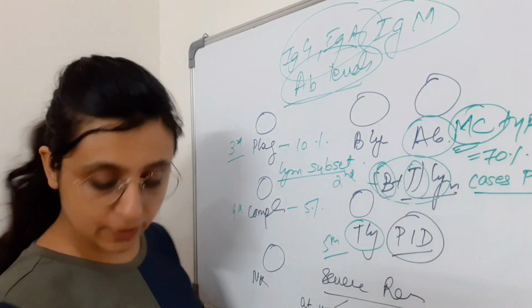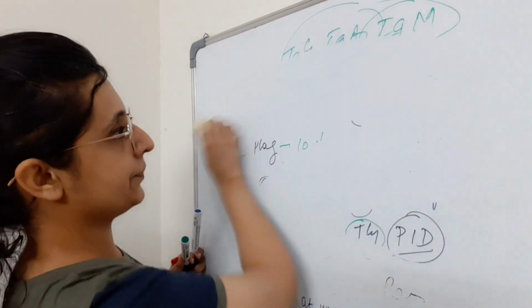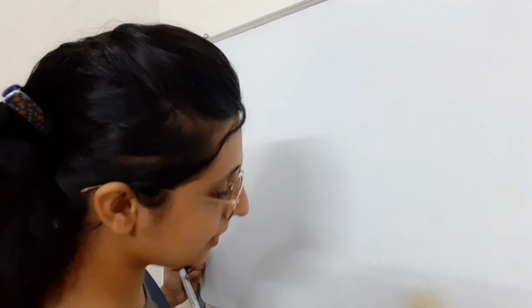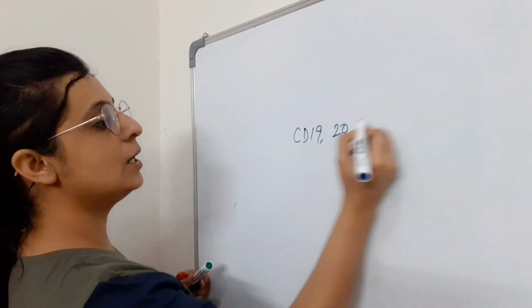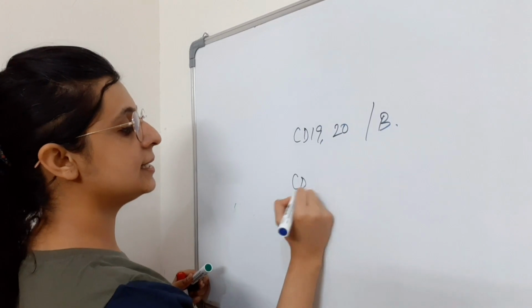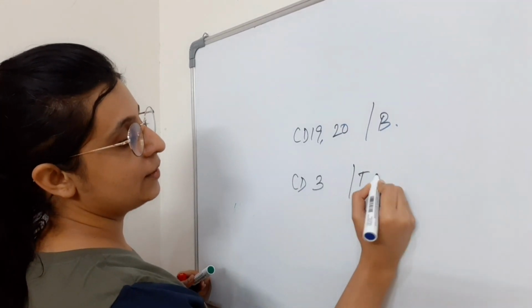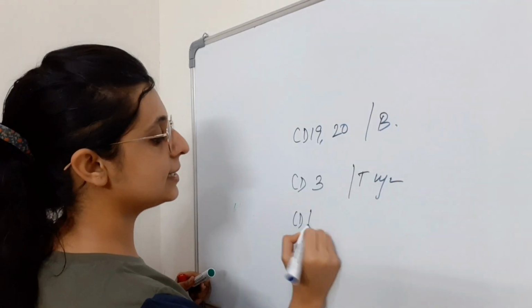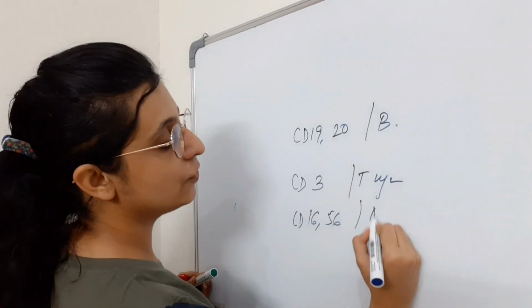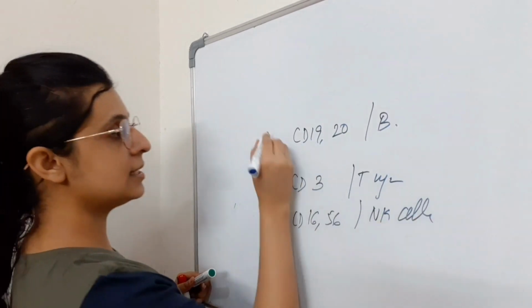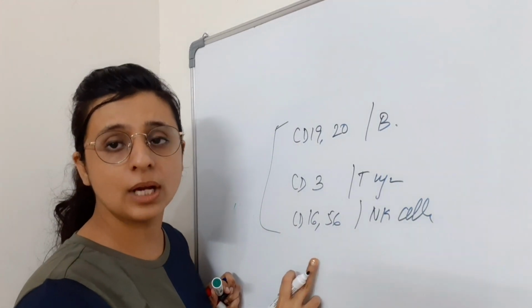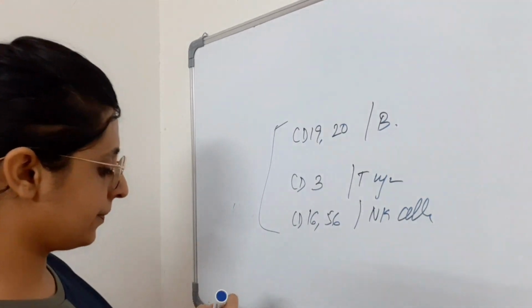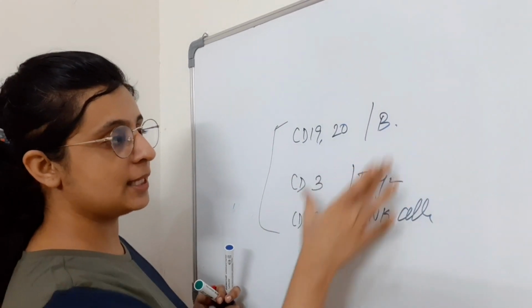Okay, so for B lymphocyte, what are the markers you will order? You will ask for CD19, 20 for B lymphocyte, CD3 for T lymphocyte, and CD16 and 56 for NK cells. So this is the common lymphocyte subset analysis by flow cytometry you should ask for. Next, this is for subset analysis.